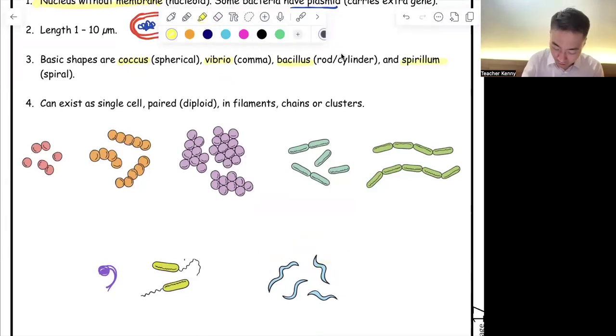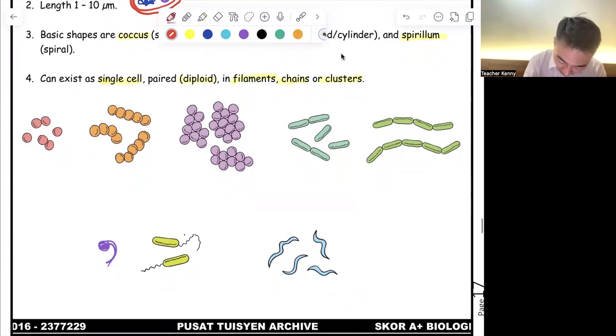They can exist as a single cell, or some bacteria, like humans, some people like to be Lone Rangers, some people like to pair up together. Some live in a group, or in a chain, or in filaments. Filaments are basically long chains.